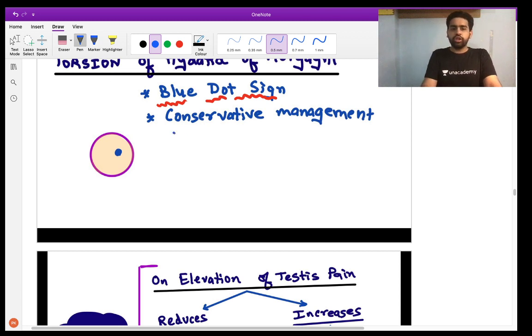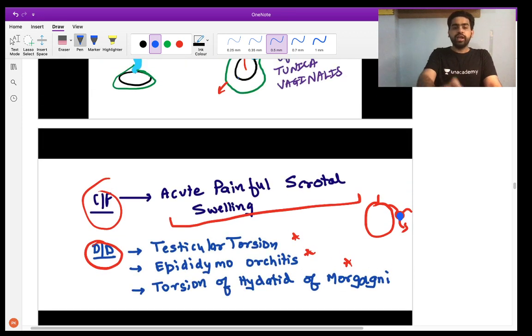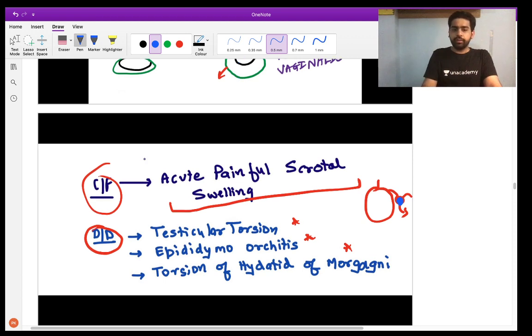How do you manage these patients? You have to go for conservative management. In other words, you just have to give them NSAIDs and painkillers and all those things, and the body will take care of whatever the remnant is. Okay. Now, that is fine, torsion of hydatid of Morgagni. What are the two conditions which are remaining? We have testicular torsion and we have epididymoorchitis. So how do you distinguish between these two?